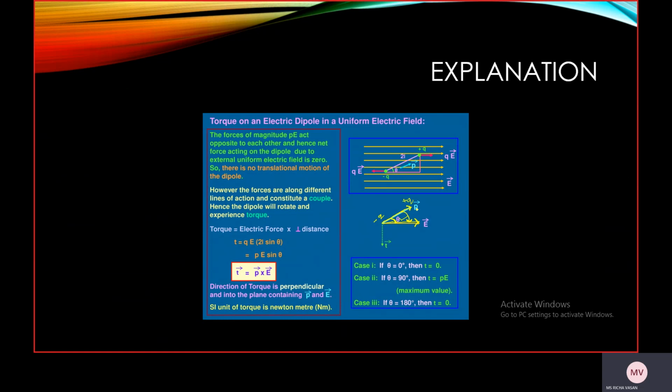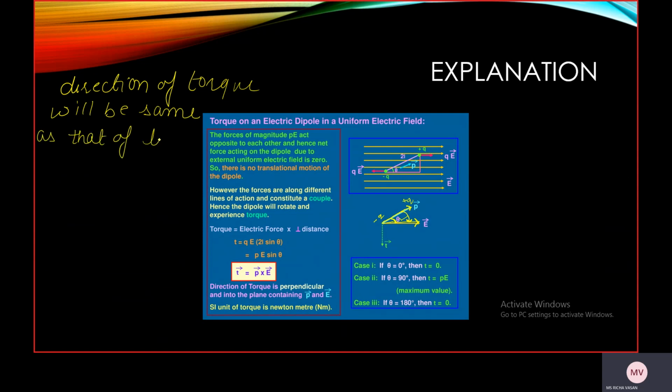The direction of the torque will be the same in which the dipole is moving, right? So the direction of torque will be the same as that of the dipole. So earlier I have told you that the dipole is moving in the clockwise direction. So here you will see that the torque will also be in the same direction. That means downwards. It will be downwards.